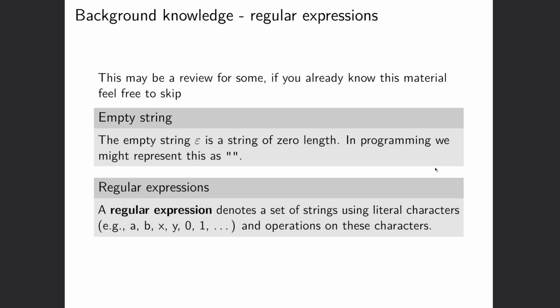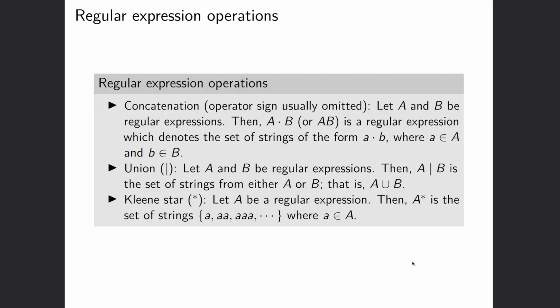So this might be a review for some. If you already know this stuff, feel free to skip ahead until you find something you don't know. When we talk about regular expressions and automata, we talk about the empty string, epsilon, as a string of 0 length. In programming, we can represent that as just these 2 quotes. When we talk about a regular expression, we mean a set of strings using literal characters, like A or B or X or Y or 0 or 1, and the operations on these characters.